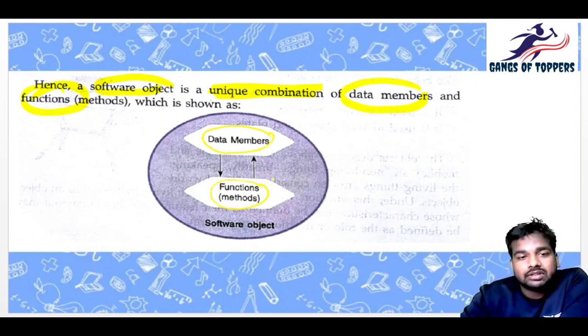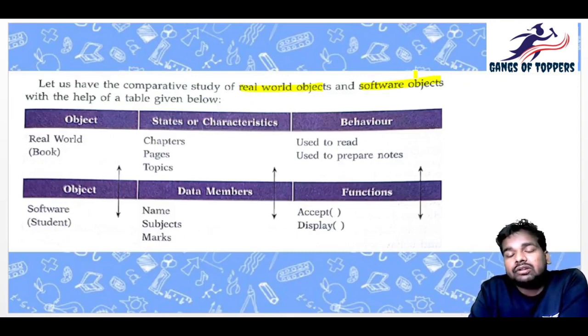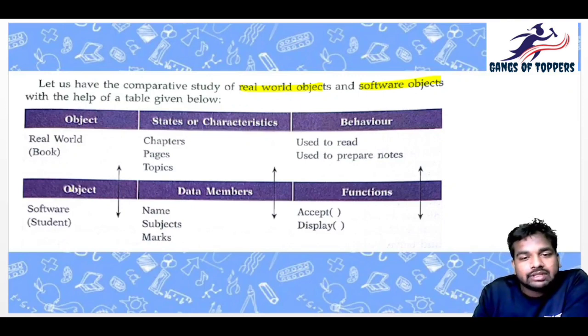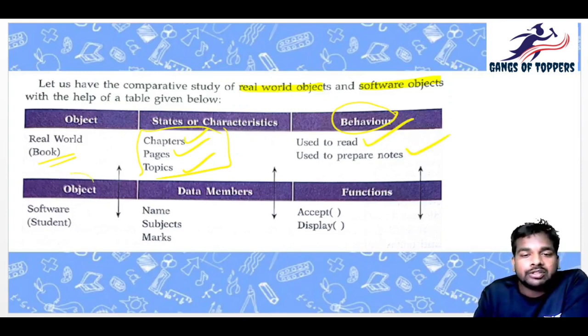Okay, now after that we are going to have a comparative study of the real world object and the software object. This book is an example of a real world object. What is the characteristic or the state of the object book? That is how many chapters it has, the number of pages, and the topic. These are the characteristics of the real world object. In the similar way, if we talk about the behavior, what is the purpose of this book? It is used to read and it is used to prepare notes.